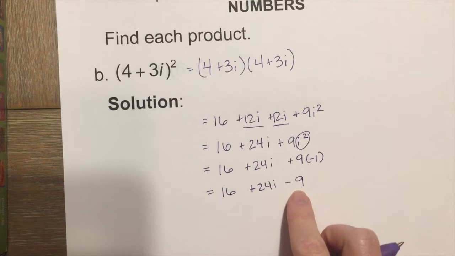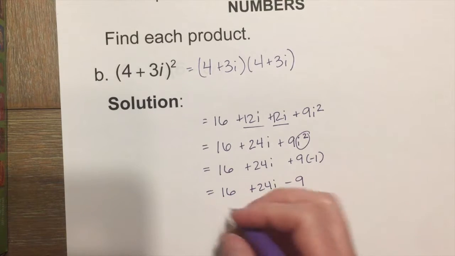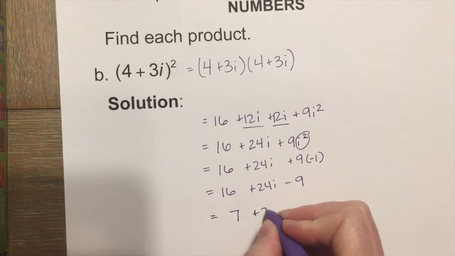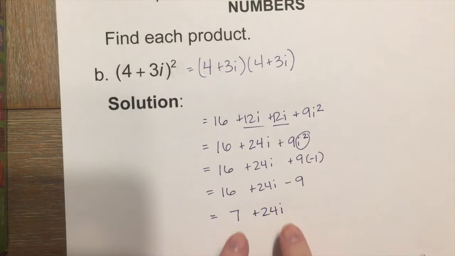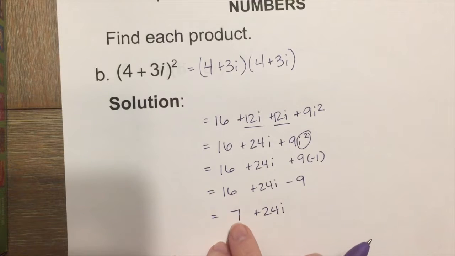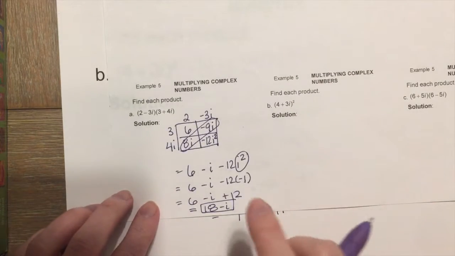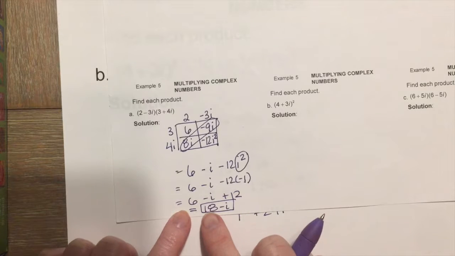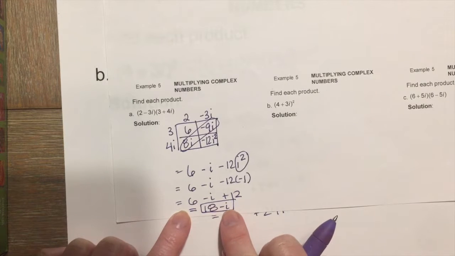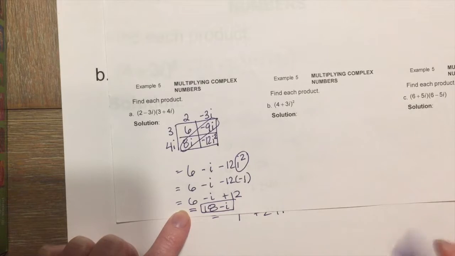Since the 16 and the minus 9 are like terms, I'll go ahead and combine them, and it's 7 plus 24i. Notice in this problem and the last problem, I wrote the real part, 7, first, and I wrote the imaginary part second, which is the 24i, and this is my complex number. If I could put the previous example back up, notice again I have my real part and my imaginary part, and 18 minus i is my complex number.